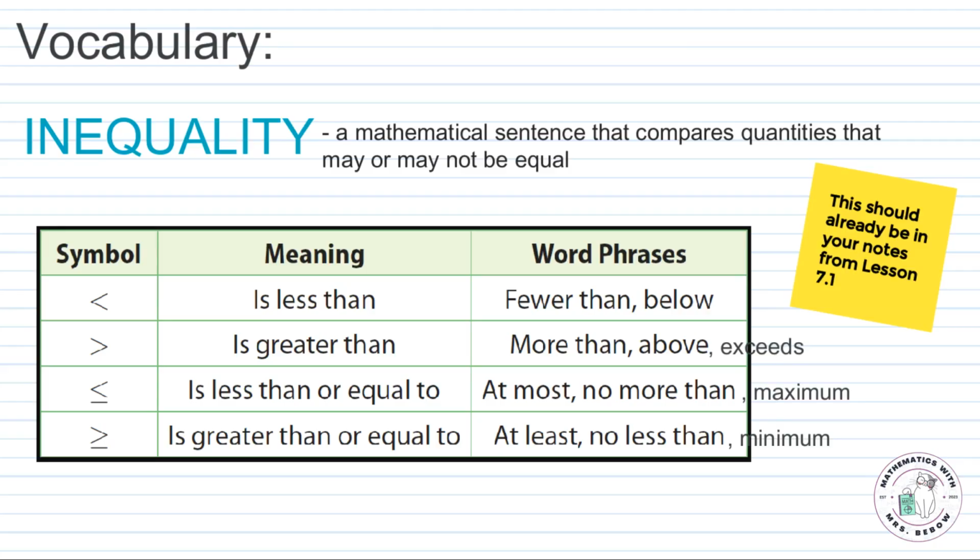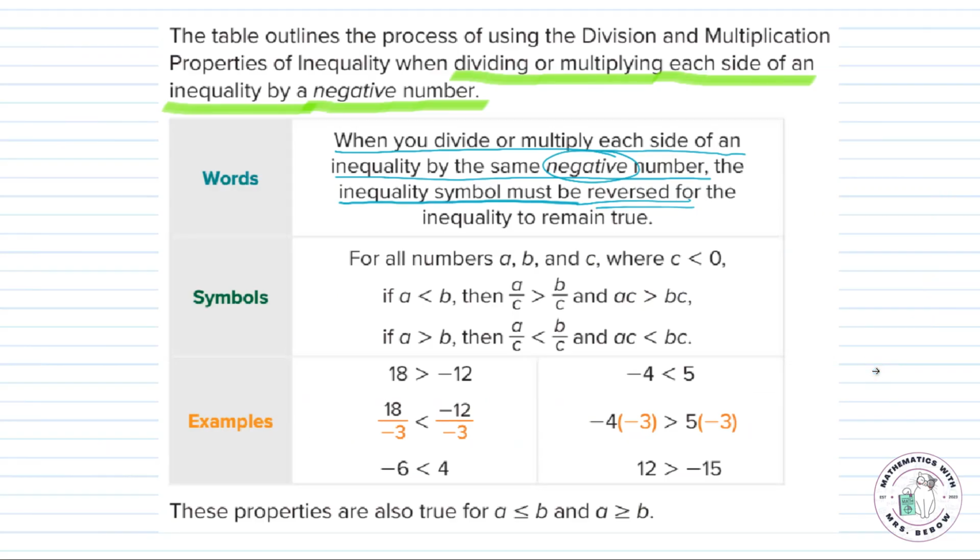On this next slide, there's going to be a lot of words, and feel free to pause the video and read through this. This is essentially the outline for the division and multiplication properties of inequalities when we divide or multiply each side of an inequality by a negative number. Long story short, if you're going to multiply or divide both sides of an inequality by a negative number, we have to reverse the symbol. Feel free to pause the video to check out the rest of the slide, but essentially, the rule is that we have to reverse the inequality symbol whenever we multiply or divide by a negative.